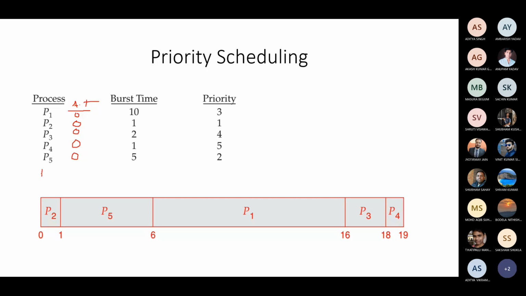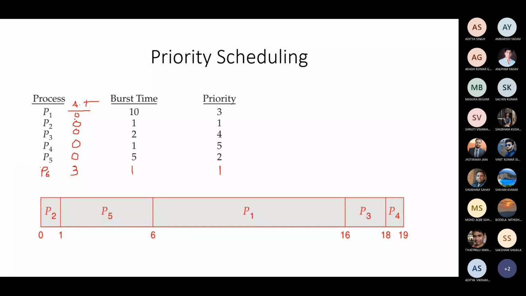Now there is another process, P6, coming at the third millisecond. The arrival time of P6 is the third millisecond. The burst time, let us take, is only 1 millisecond. The priority is 1. Now what will happen?